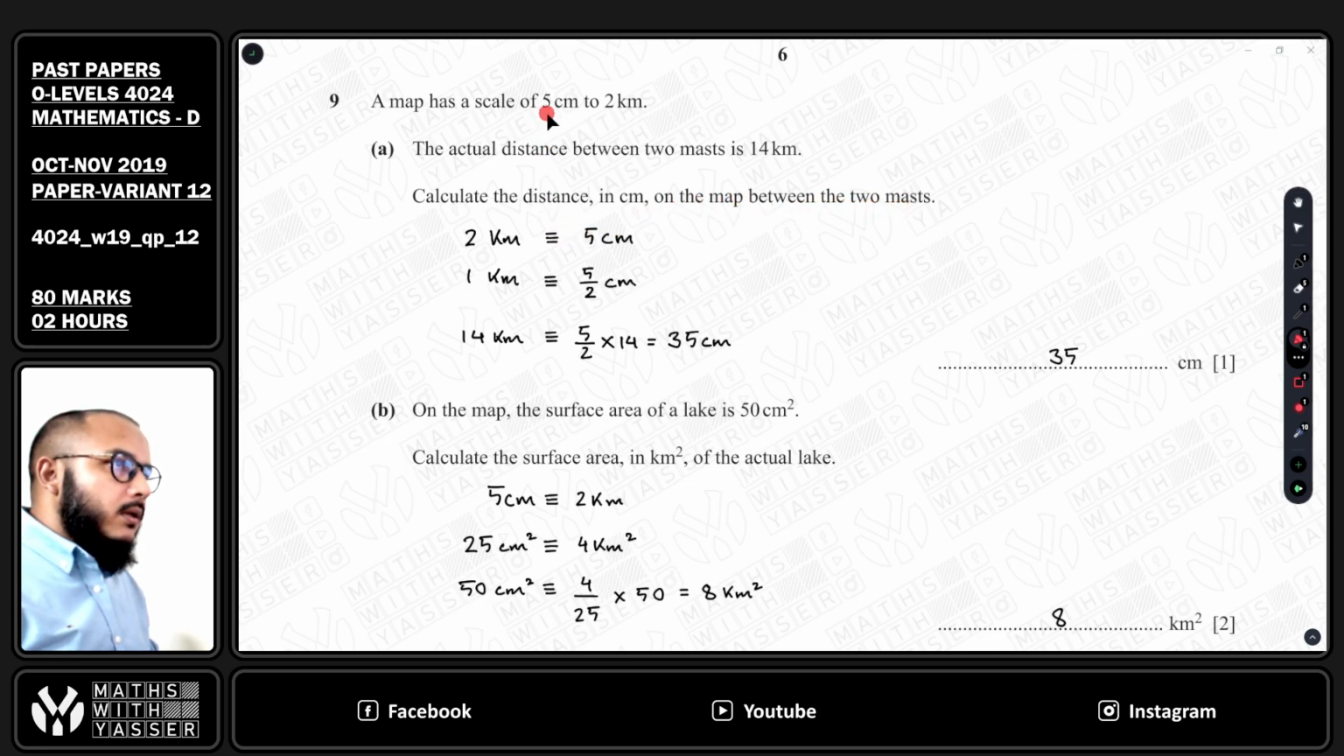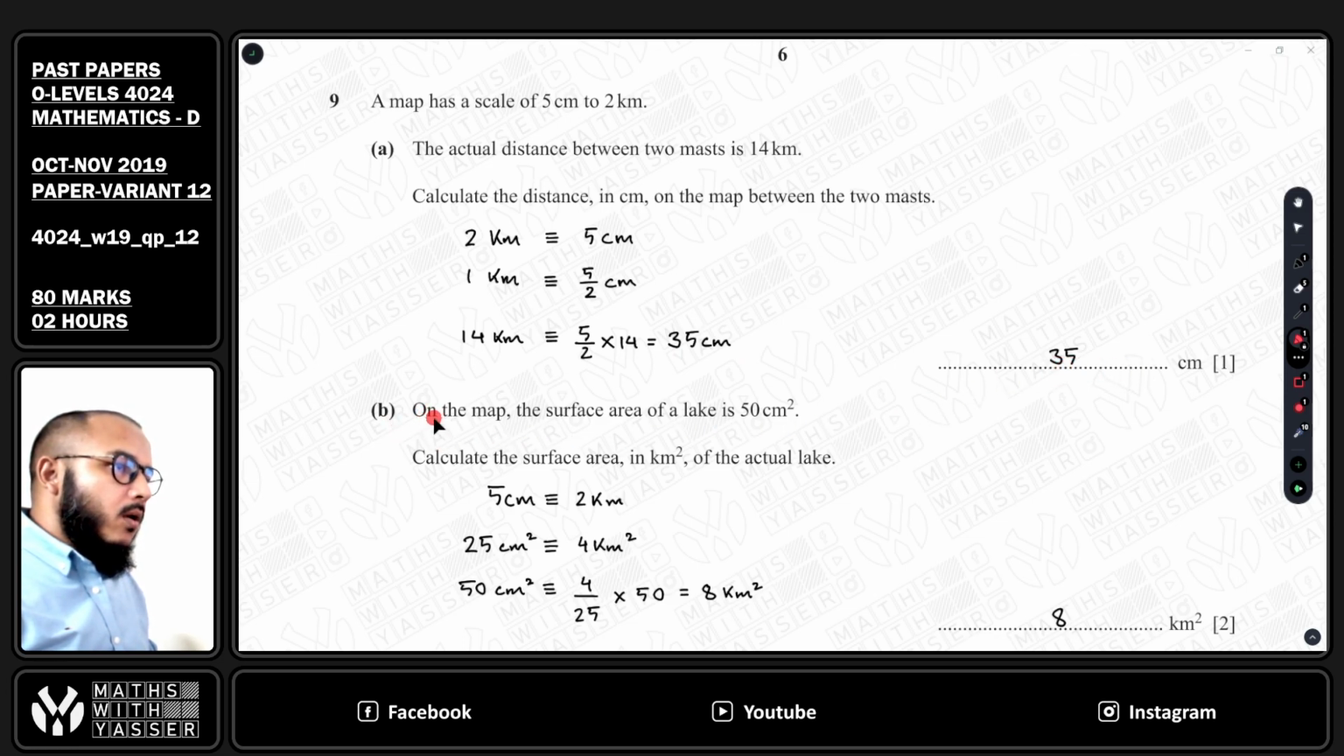So the scale is given as 5 centimeter representing 2 kilometer, or I can say the same thing as 2 kilometer is identical to 5 centimeter. So 1 kilometer will represent 5 over 2 centimeter. Therefore, 14 kilometer will be identical to 5 over 2 times 14, and 2 sevens are 14, so 5 sevens are 35. So that will be your answer.